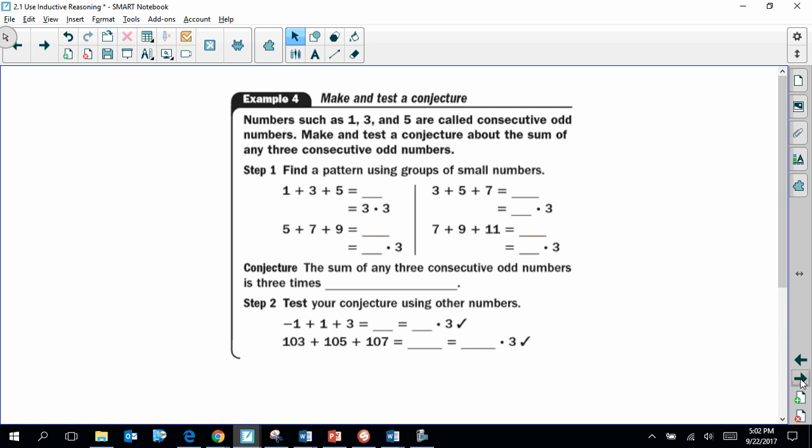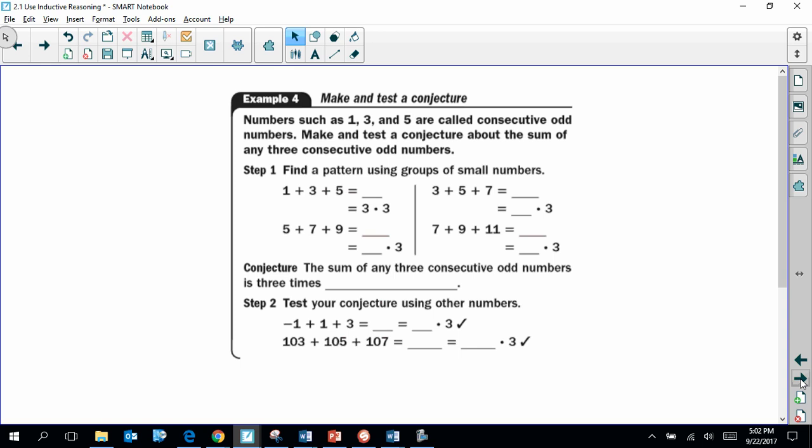Now what we're going to be doing is we're looking to see, can we make a conjecture based on our patterns that we're seeing. A conjecture is simply a statement based off of the patterns that we see. The patterns could be a true pattern, or they could be false, because it may work each and every time, which makes it true, but maybe there's a case where it doesn't work, and then we call it false.